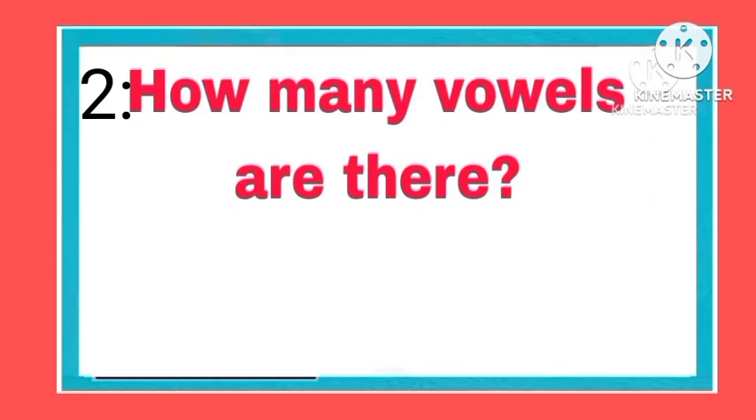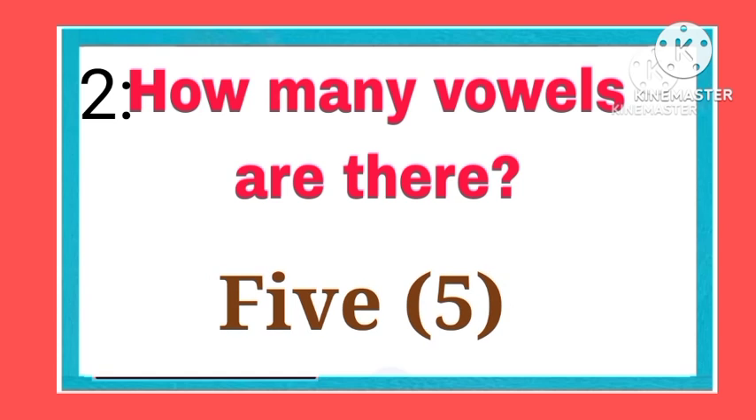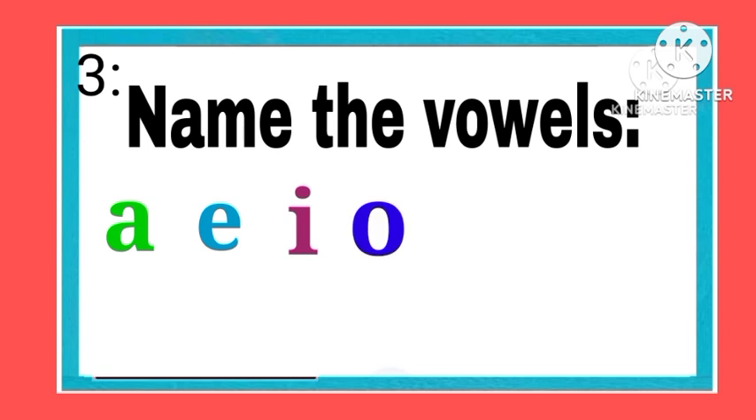How many vowels are there? There are 5 vowels. Name the vowels: A, E, I, O, U. These are the 5 vowels in the alphabet.